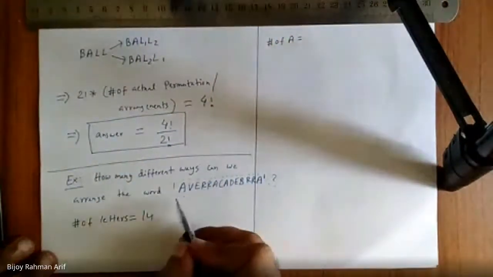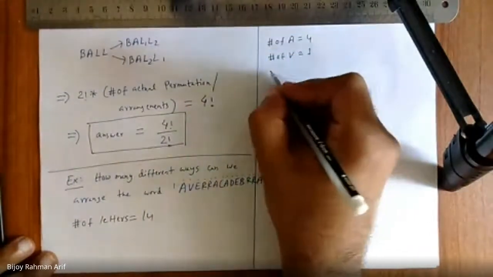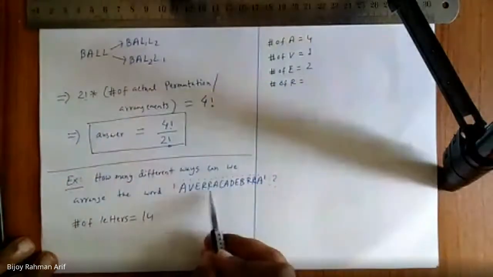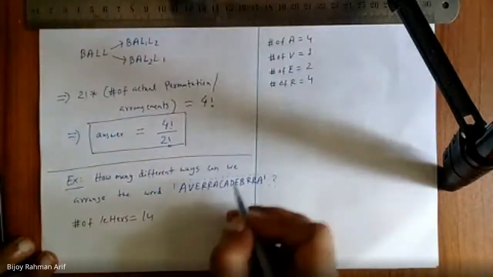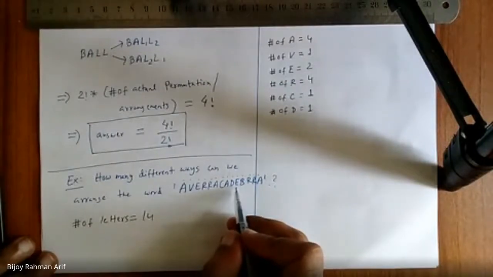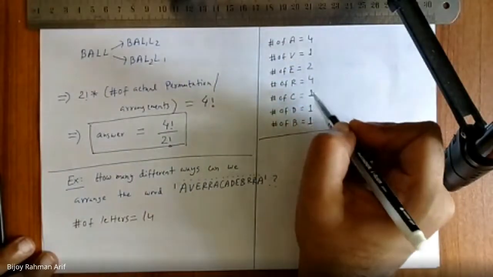Number of A? 1, 2, 3, 4. 4. Number of B? 1. Number of R? 2. Number of C, 1. Number of D, 1. Total, how many? 4, 1, 2, 1, 1, 5... that makes 14.